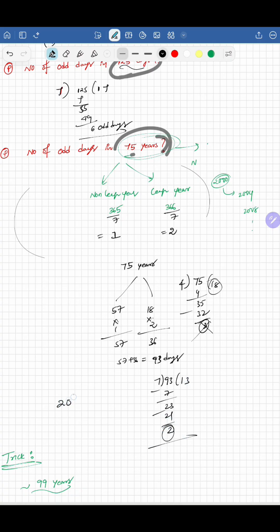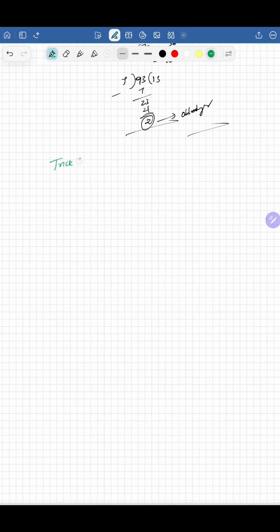2 odd days. This is the answer. This is how you need to solve. The rest of them are very easy. This trick is applicable for only up to 99 years. Why? Because if they ask how many odd days are there in 85 years, or in 75 years or 99 years, easily you can solve. How? Simply just follow the concept.